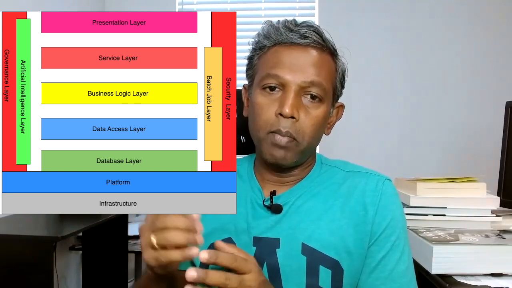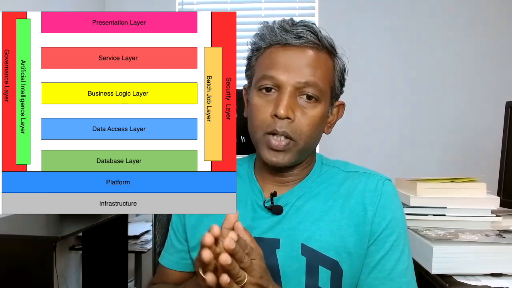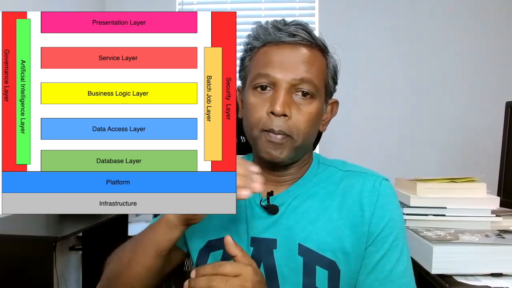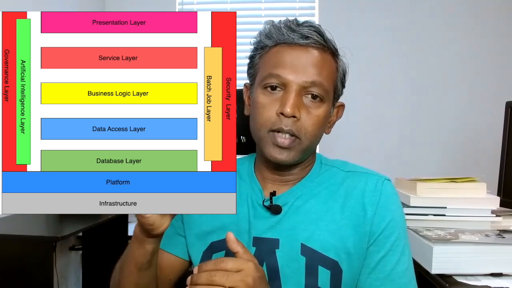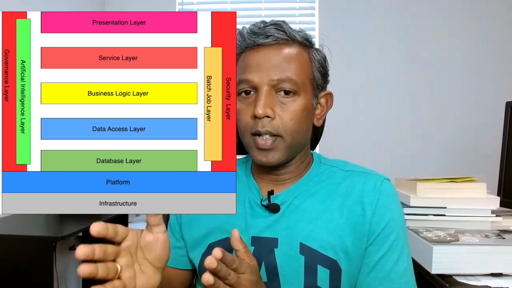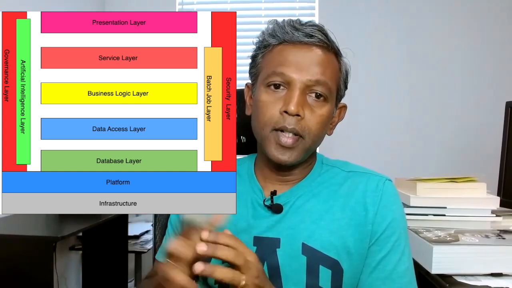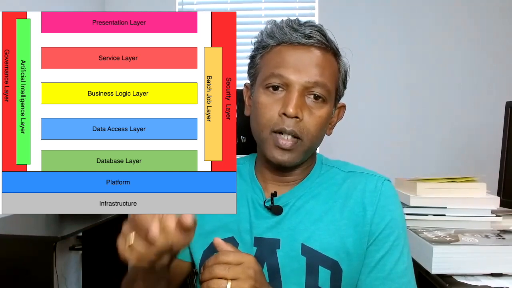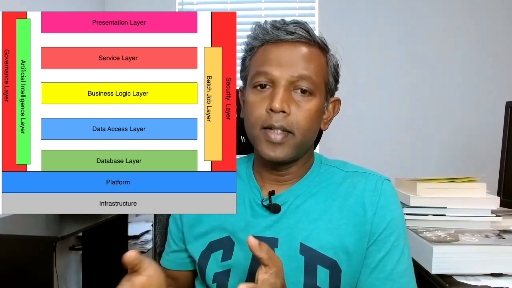So for all the batch jobs, you may have a batch job layer that will cover the business logic layer, and it will cover the services layer, data access layer, and database layer. And if you look at the side, there will be a dedicated layer that is going to cover all these layers, that is called security layer.